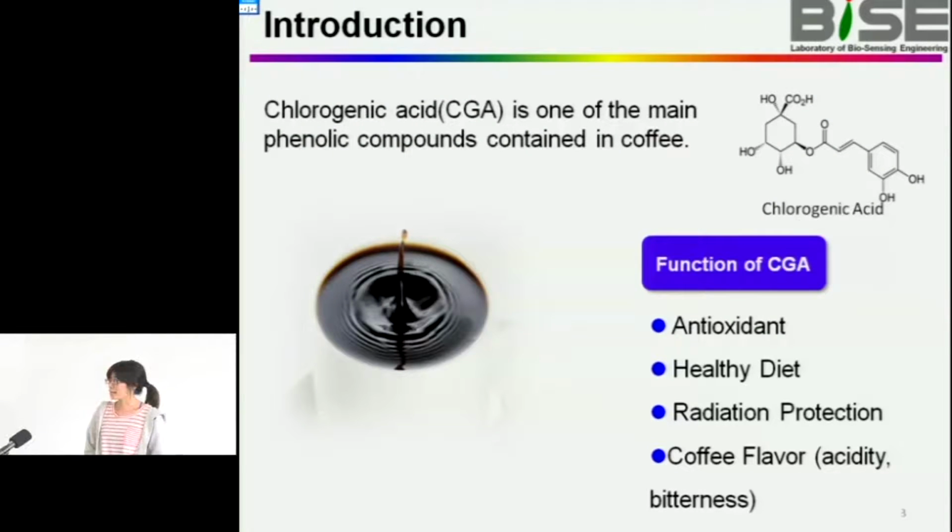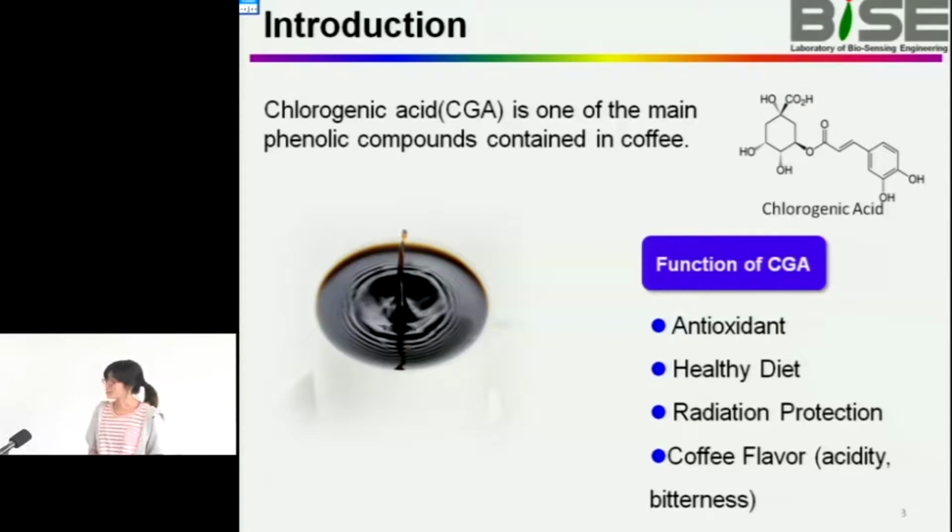As we all know, coffee is one of the most popular beverages all over the world. Chlorogenic acid is one of the main phenolic compounds contained in coffee. This is the molecular structure of chlorogenic acid.